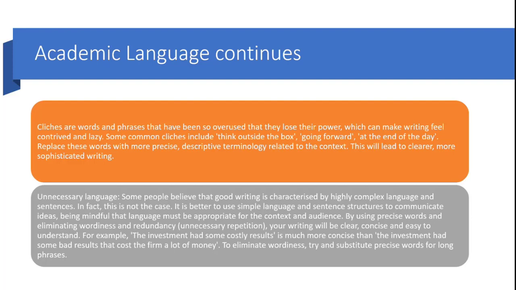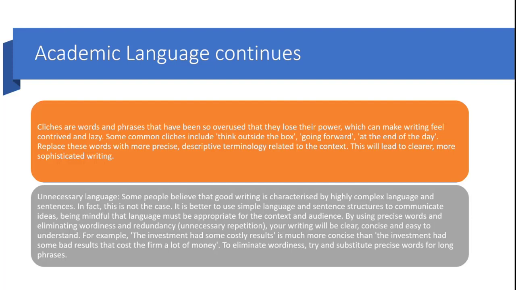Replace these words with more precise words or descriptive terminology that will lead to more sophisticated writing, right? So instead of saying think outside the box, what are you asking them to think outside the box? Maybe just describe it. For example, a more precise way could be, in this context, look for better strategies or think of other strategies than those that you know of. So avoid such, be more precise with what you're trying to say in your essays.